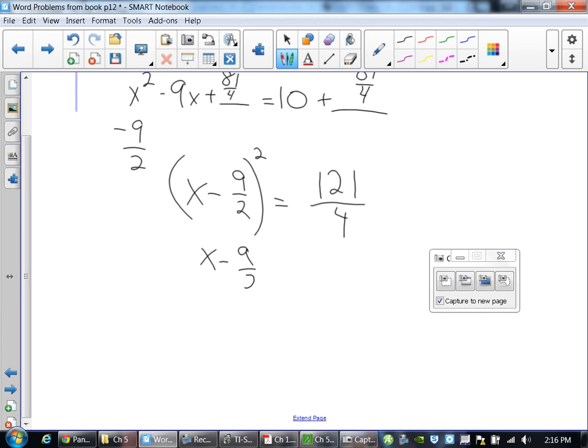x minus 9 over 2 is plus or minus 11 over 2. And you get x equals 9 over 2 plus or minus 11 over 2. You can leave it like that. The back of the book probably gave you two answers, 10 and negative 1. If you left it like that, that's fine. The reason they gave you the two actual integer values is because the numbers work. And I'm fine if you leave it like that. No big deal.